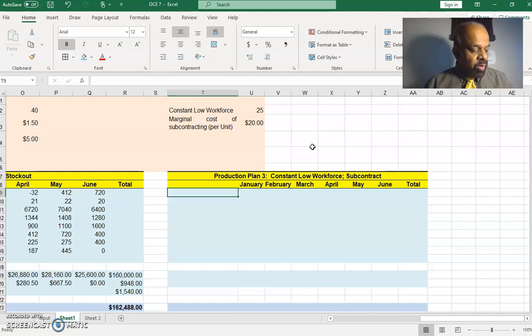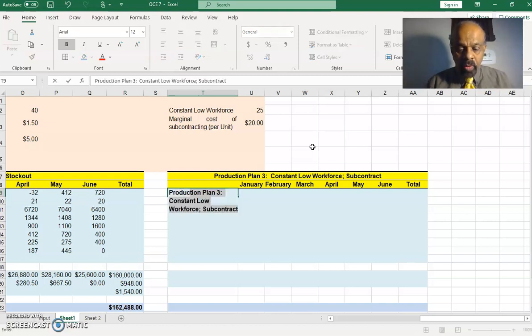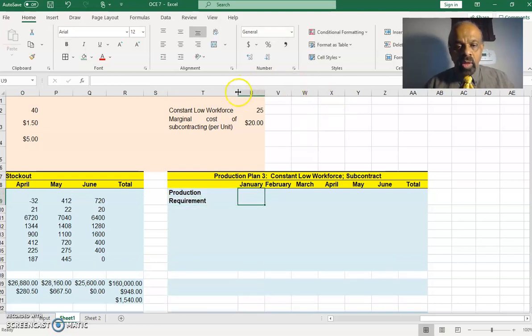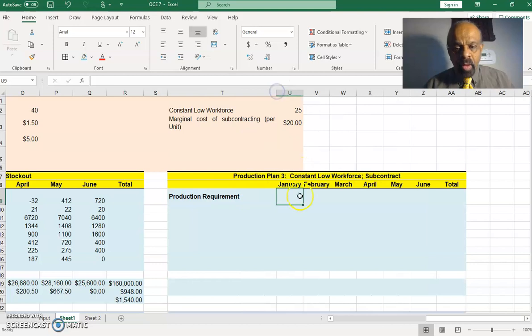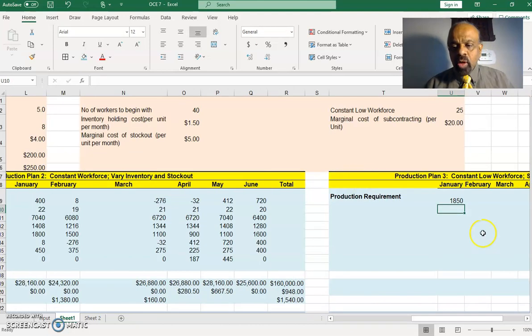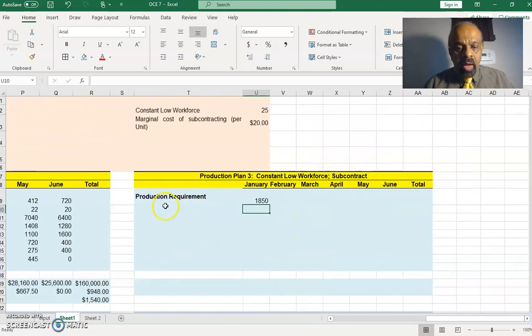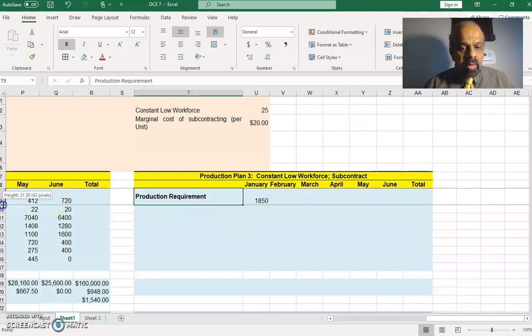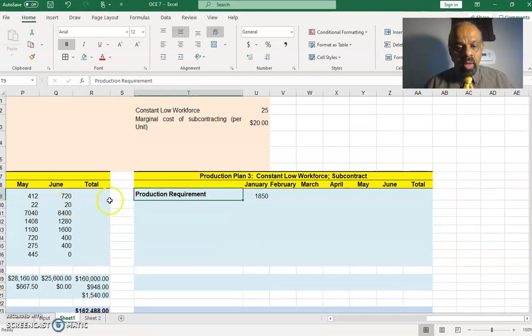The first thing I'm going to look at is the production requirement. We have calculated that before, and I'm going to use that production requirement. For January, the production requirement, if I go back, was going to be 1850, and I'm going to copy that. Now this is the production requirement, and let's make it a little bigger.